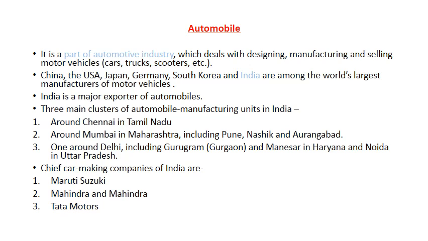Three main clusters of automobile manufacturing units in India are around Chennai in Tamil Nadu, around Mumbai in Maharashtra, including Pune, Nashik and Aurangabad, and one around Delhi, including Gurgaon and Manesar in Haryana and Noida in Uttar Pradesh. The chief car making companies of India are Maruti Suzuki, Mahindra and Mahindra and Tata Motors.